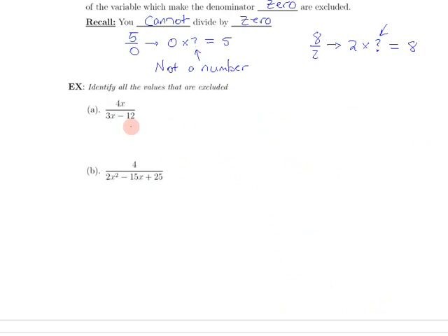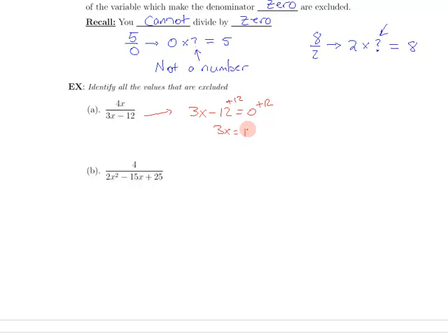We are asked to identify the values that are excluded in this example. So looking at this function, what things are we not allowed to plug in? What's excluded when I write down this formula? Well, the answer is it's whatever makes the denominator 0. So I'll set 3x minus 12 equal to 0. That's how I'm always going to find the domain of these functions: set the denominator equal to 0. That way I can figure out what values satisfy that statement, and those are going to be the values that are excluded. So I can add 12 to both sides.